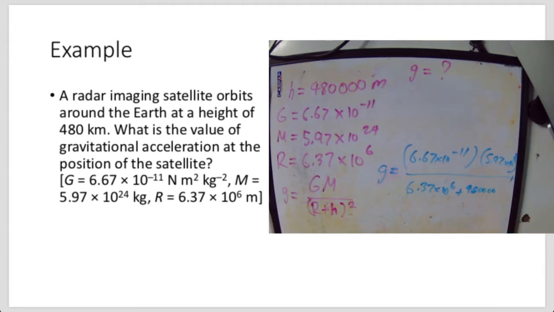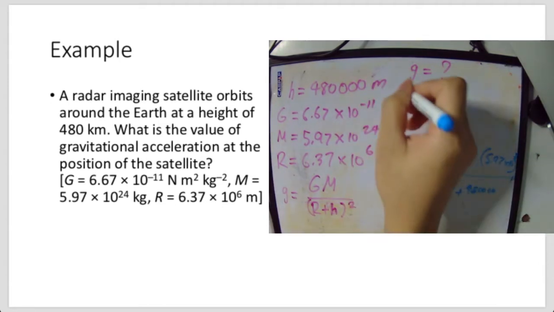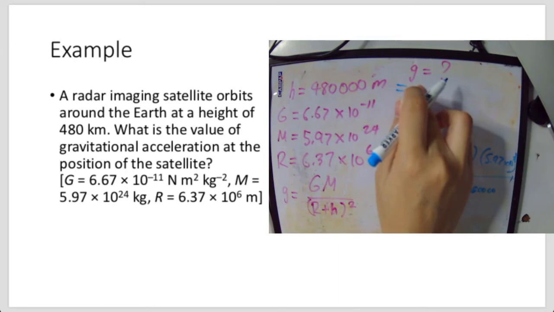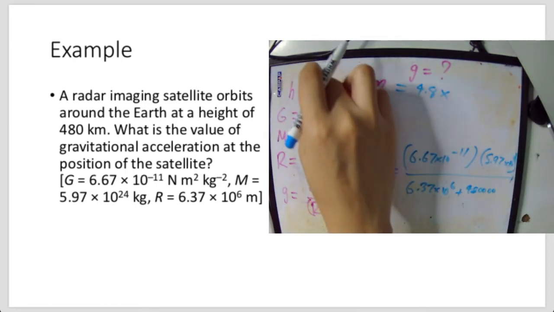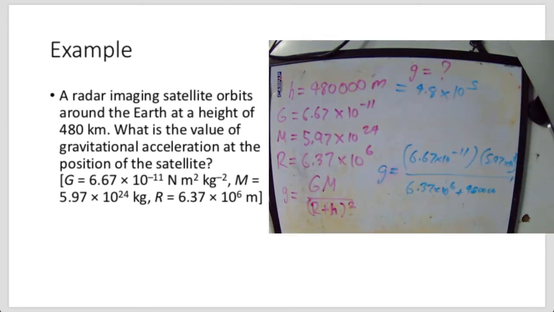You can also write it out in standard form. You could also write it as 4.8 times 10 to the power of 5. You can also write it like that. Either way is fine. Meters. And remember, you have to square it. Alright, and what is our final answer?